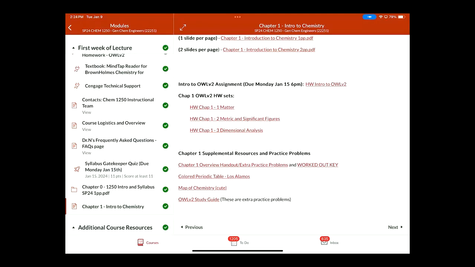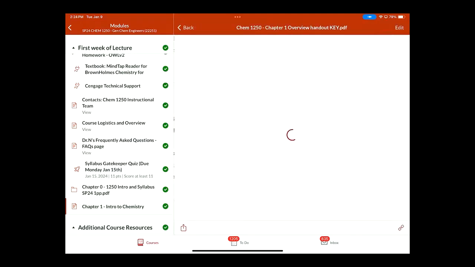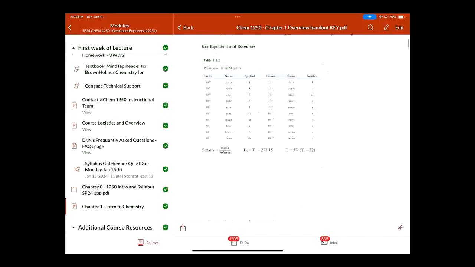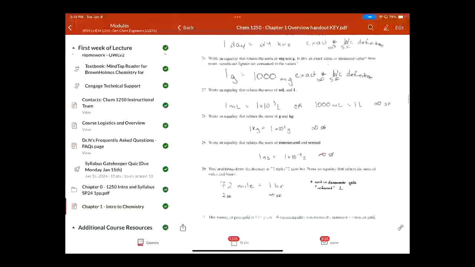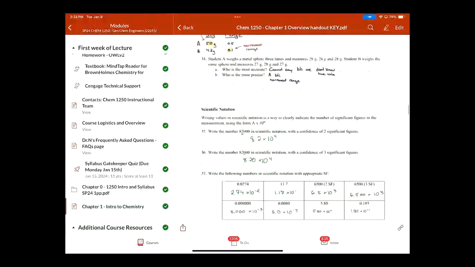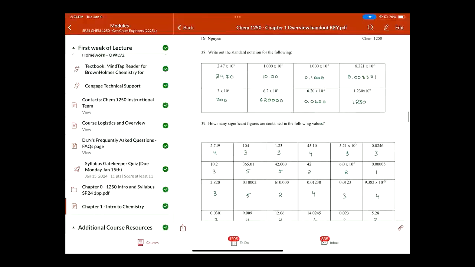I also have extra practice problems if the problems that we do in class aren't enough for you. What makes this resource valuable is not only are there practice problems like there are at the end of the book, but I also have very detailed worked out keys for every single one of these chapters and usually additional explanations for all of them.